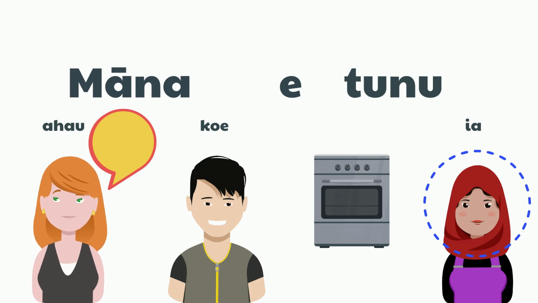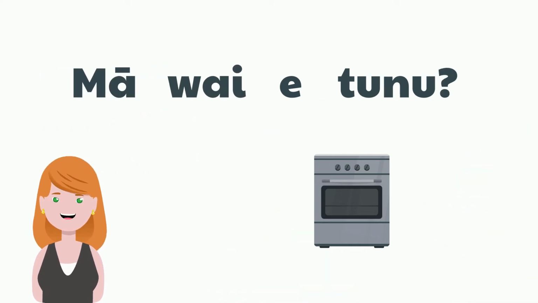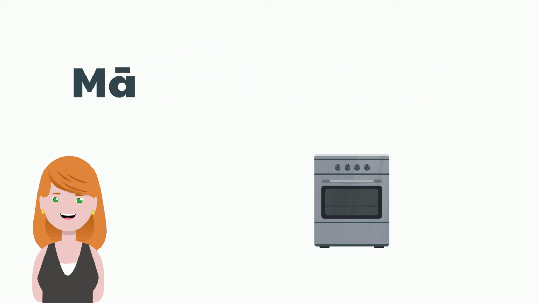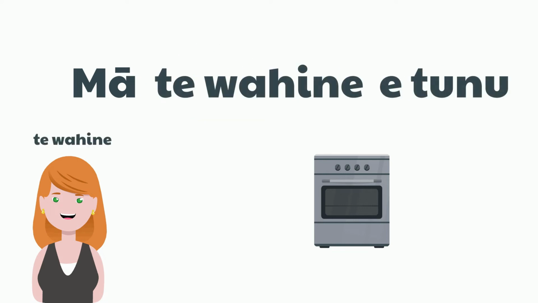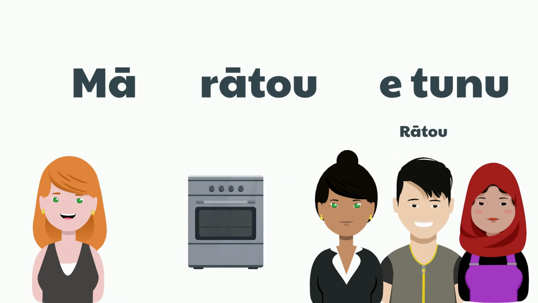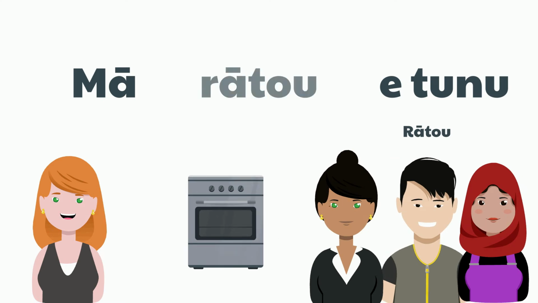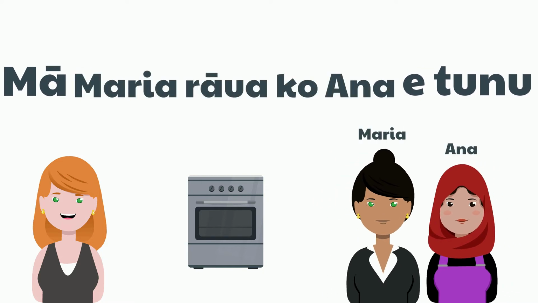If the agent is someone else, we simply replace the word wai with the agent. For example, mā te wahine e tunu. The woman will cook. Mā rātou e tunu. They will cook. Mā Maria rāua ko Ana e tunu. Maria and Ana will cook.